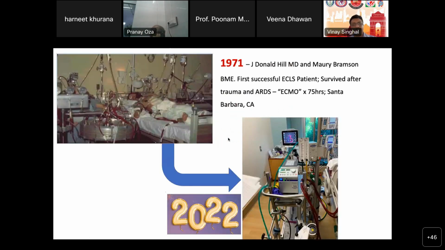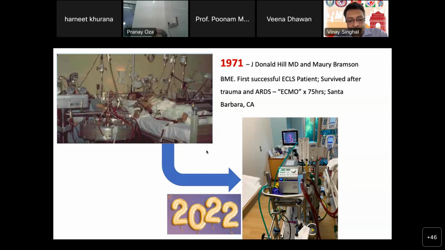So we can see that yes, things have changed in the past so many years, more than 50 years. There used to be too much chaos when ECMO was started in 1971, and nowadays we have very handy equipment which doesn't require that much mixing up of lines, and handling becomes very easy. Things are far easier if we compare the development of ECMO in the last 50 years or so.